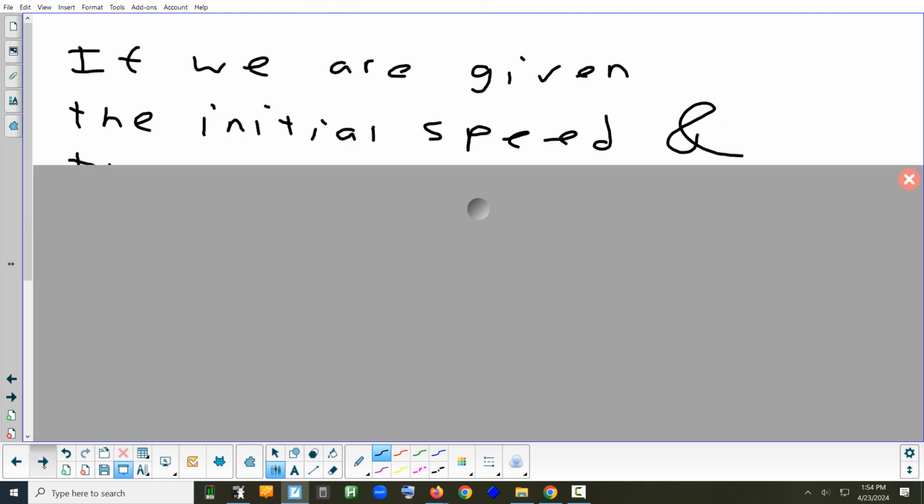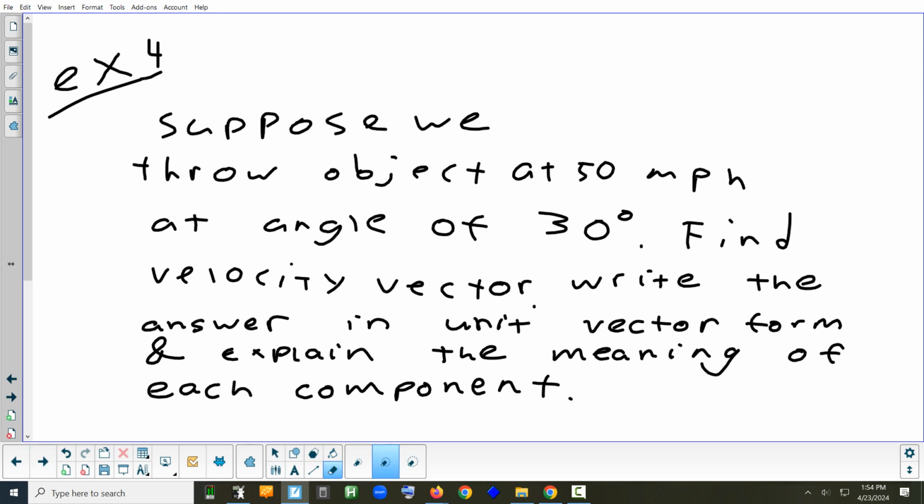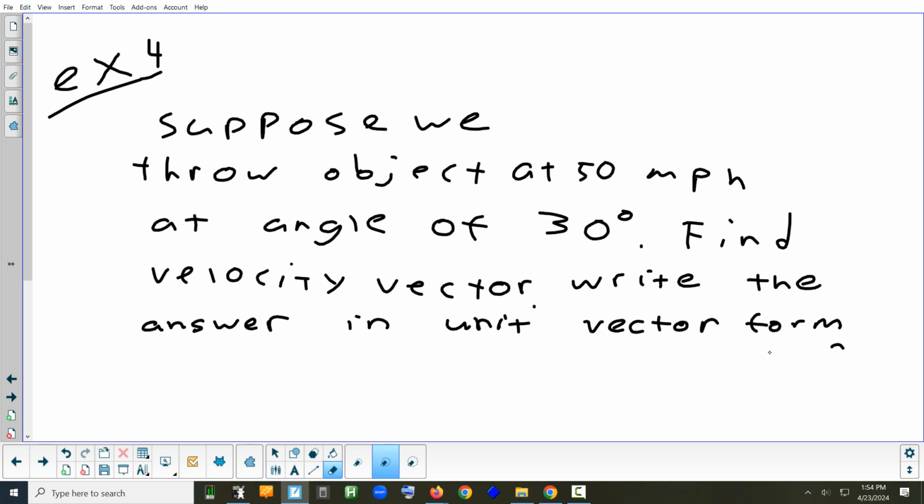All right, so let's use those formulas to figure out what's going on. We're throwing an object at 50 miles an hour at a 30-degree angle. If you throw something at an angle towards someone, it is not going at the person at 50 miles an hour because you didn't throw it straight at them. You threw it at an angle, so it's going 50 on an angle. Some of the energy is pushing it forward, other energy is pushing it up. It says find the velocity vector. Write the answer in unit vector form. Remember, unit vector form means i and j.